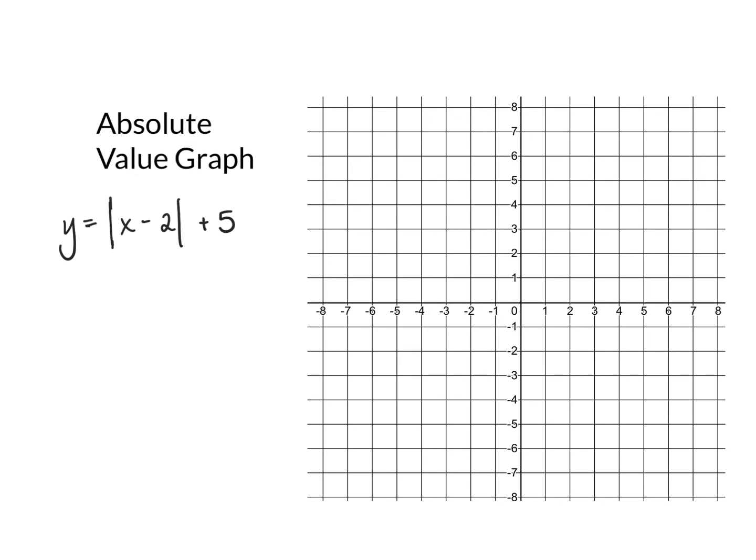We'll just do one more example here. This is going to have an HK of 2, 5. So we're going to go right 2, up 5, make our locator point. There's been no change in A, so I'm just going to go out 1 and up 1 in both directions.